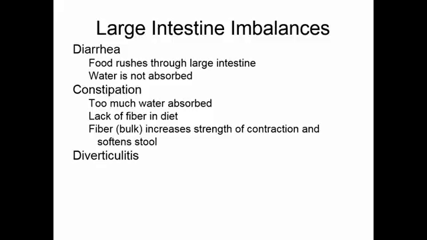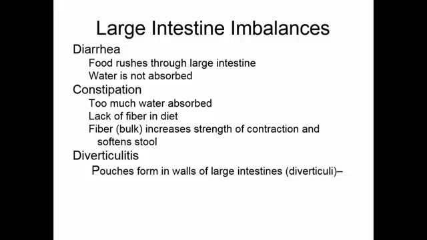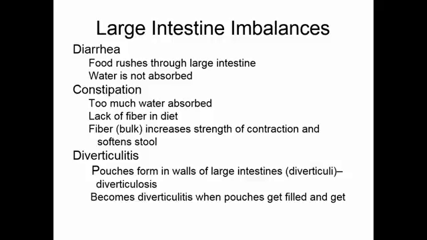Diverticulitis occurs when people have constipation or have problems moving material out of the large intestine. As they strain to have a bowel movement, they will kind of herniate the large intestine wall, and we get these little pouches that form. These are called diverticuli. Having diverticuli is the condition known as diverticulosis. If the diverticuli become inflamed, then you have diverticulitis. This is when the pouches get filled and they get infected. These pouches can rupture when they're infected, and that would mean intestinal contents would get into the peritoneal cavity.